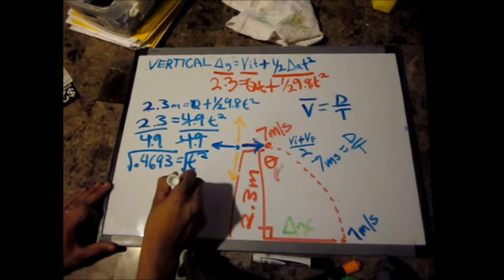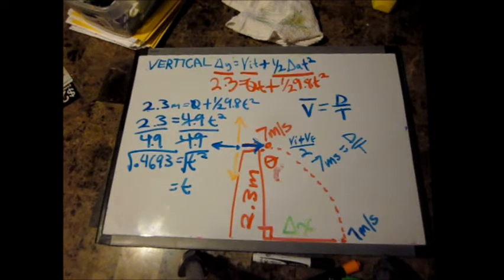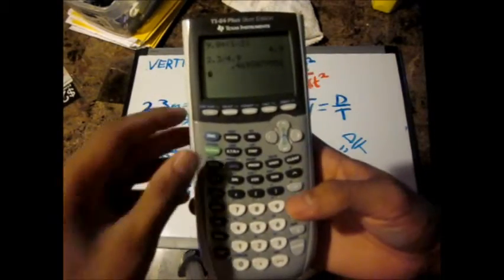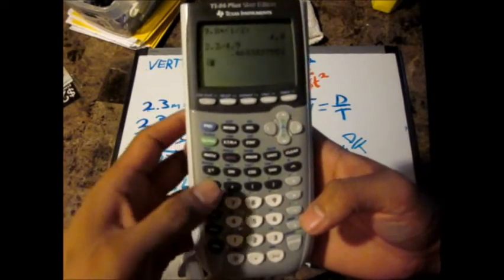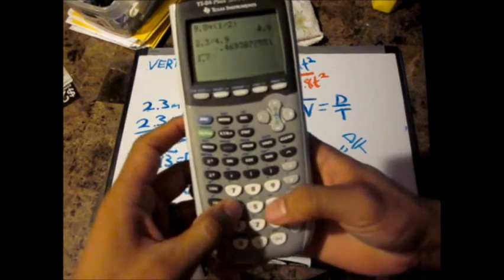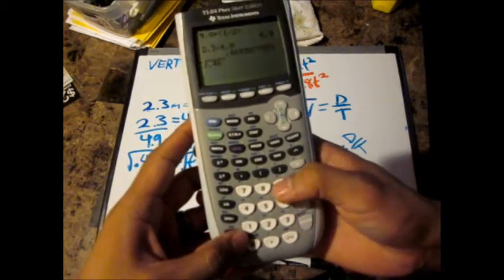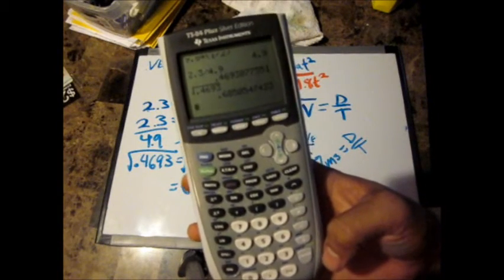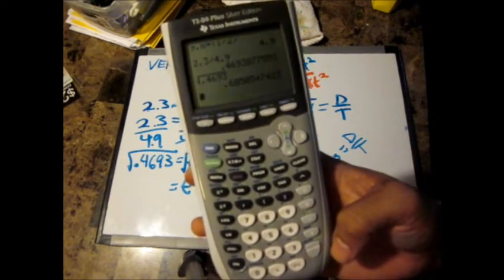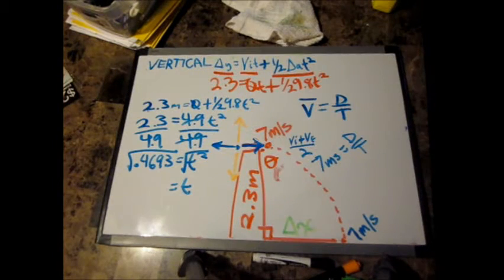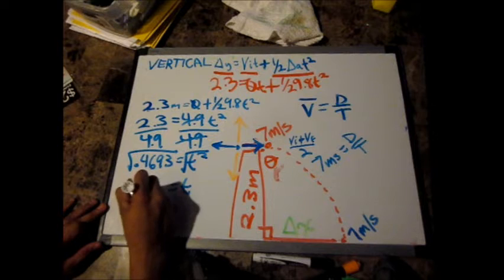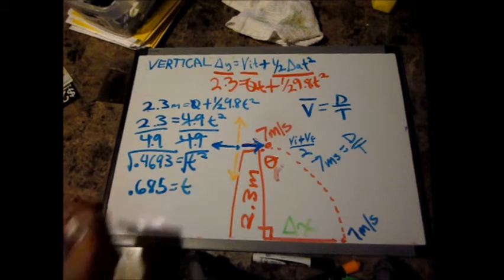So then we end up getting t equals, so let's go ahead and put that in our trusty calculator again. Second square root of 0.4693 equals 0.685 seconds. So we write that in there. That's the time of our whole equation, 0.685 seconds.